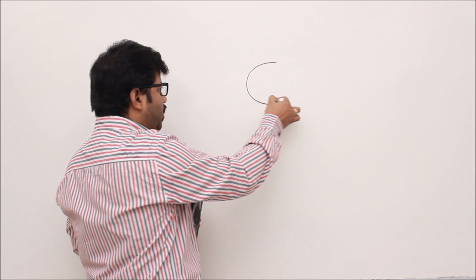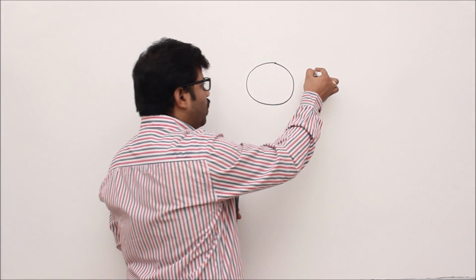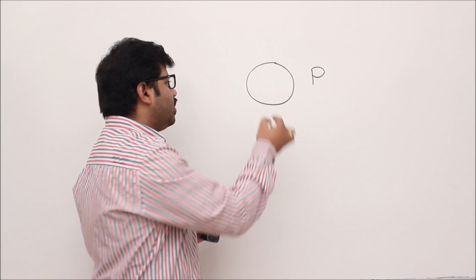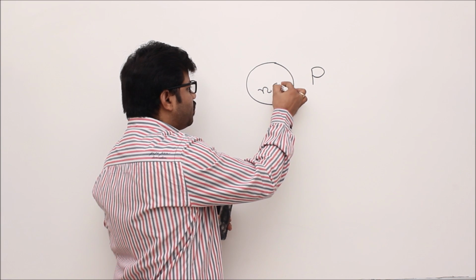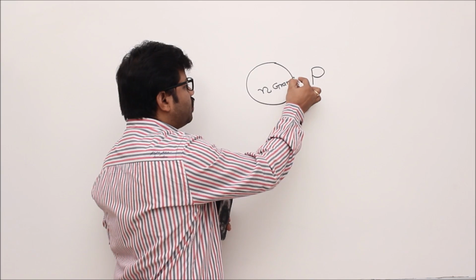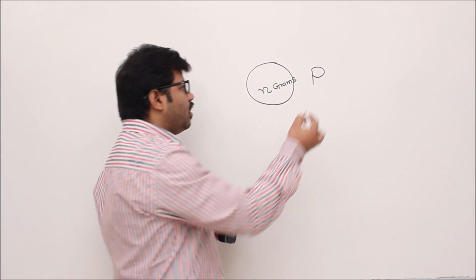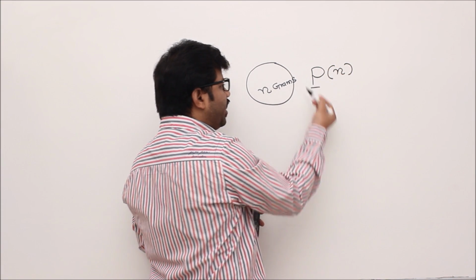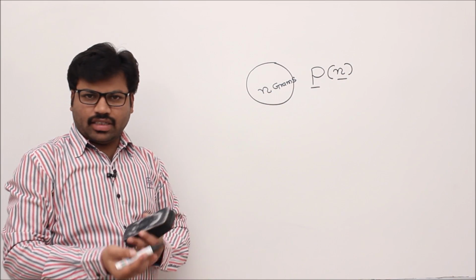Example, I have an apple. I want to eat it. Okay, so let me represent it as a problem. I have a problem which is nothing but eating an apple, and the size of the apple, let's say, is n grams. Now I want to eat this apple. Let me represent it as P of n. So P is the eating problem and n is the input size, that means the apple size here.